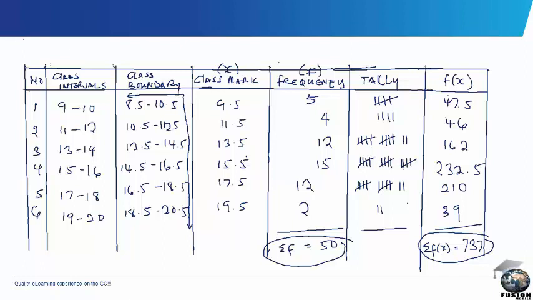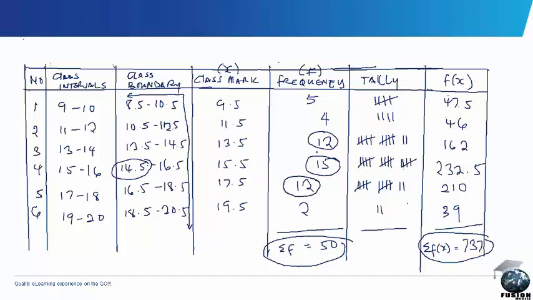We define the mode as the class with the highest frequency. The modal class, as we have in this picture here, is 15, because 15 has the highest frequency, and so this is our modal class. The lower class boundary of the modal class is 14.5. The frequency of the class before the modal class is 12, and the frequency of the class after the modal class is 12.